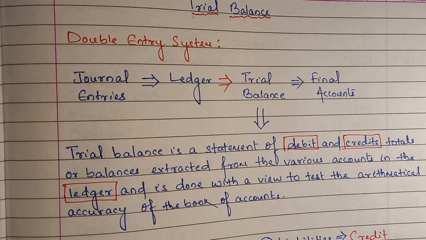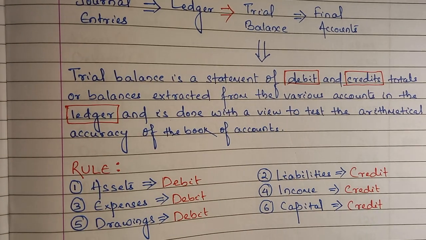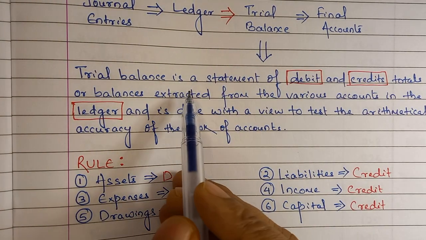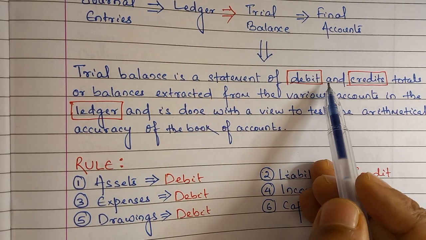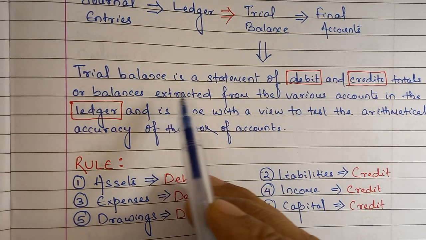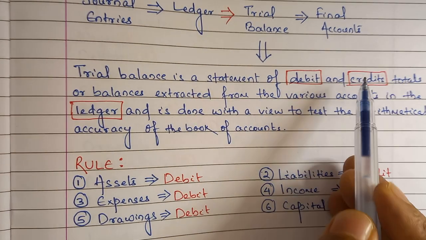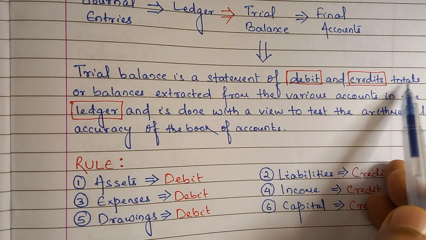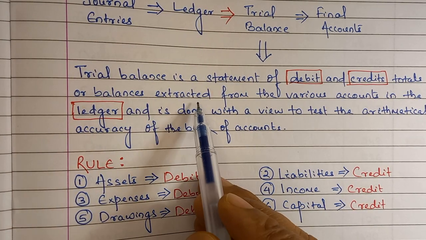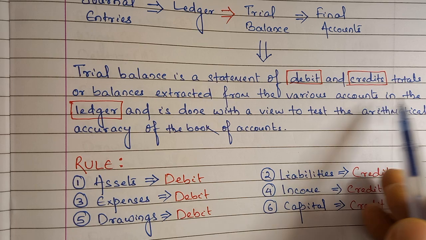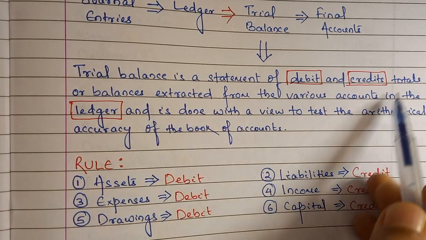So what is the meaning of trial balance? Let's get into a little bit of the English side. Trial balance is a statement of debit and credit totals or balances extracted from the various accounts in the ledger. Okay? So what is it trying to say?